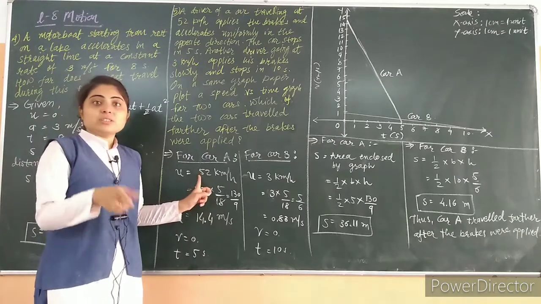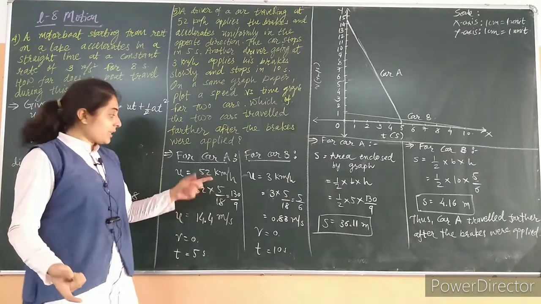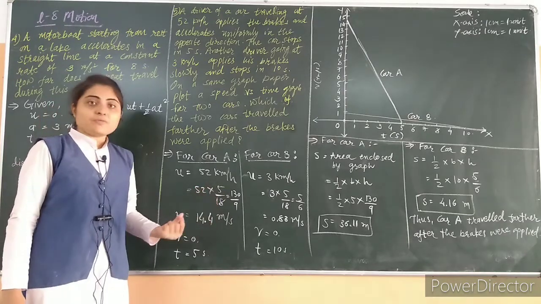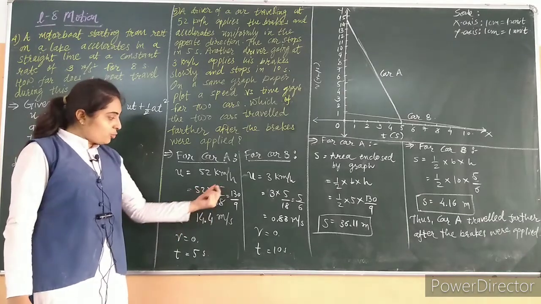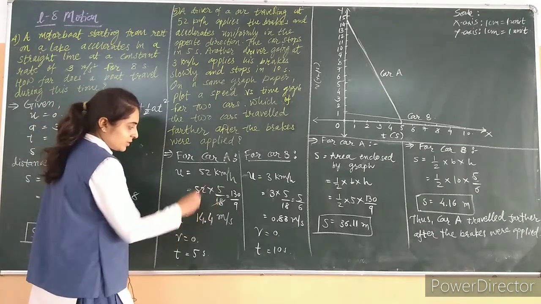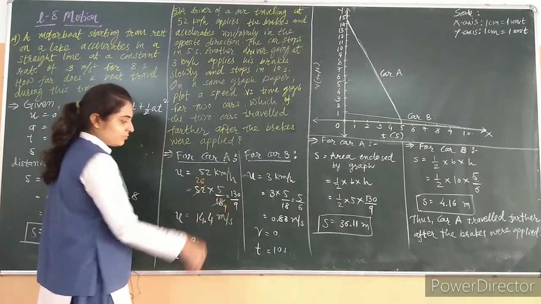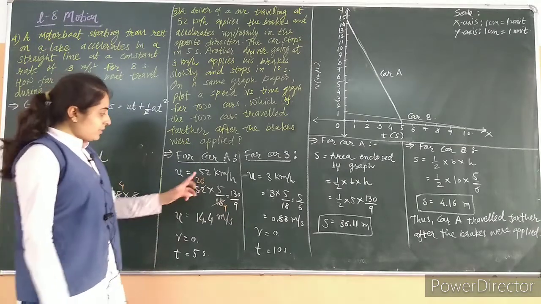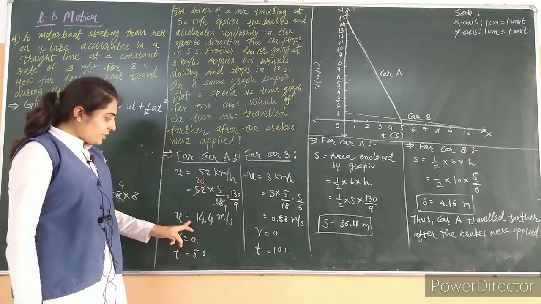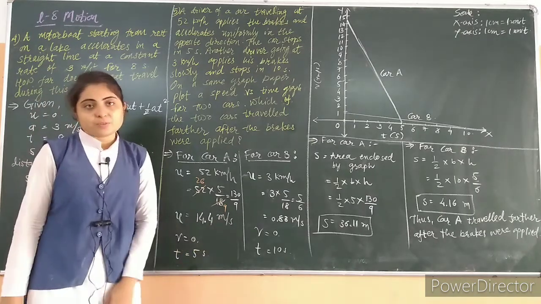So we need to convert this kilometer per hour to meter per second. How do we convert? By multiplying with 5 by 18. So 52 into 5 by 18. So we can cut it. 26 to that 9 to the 18. 26 into 5, 130 divided by 9. And if we divide it, it will be 14.4 meter per second.